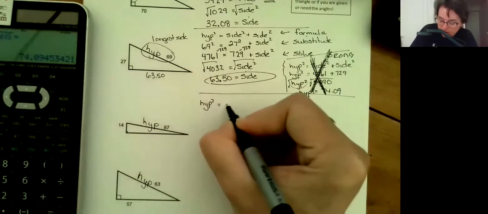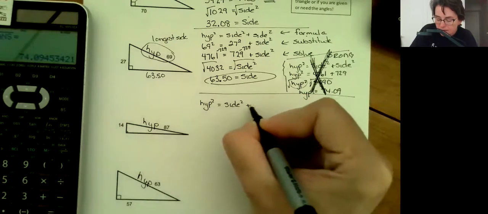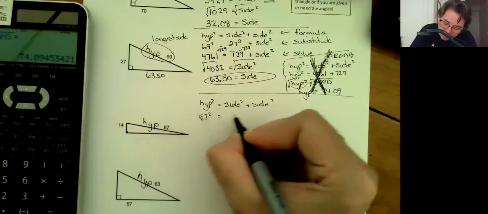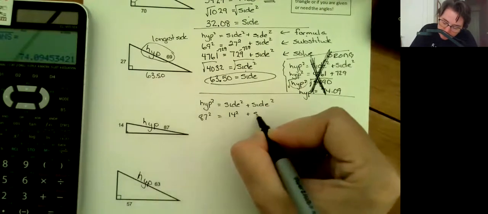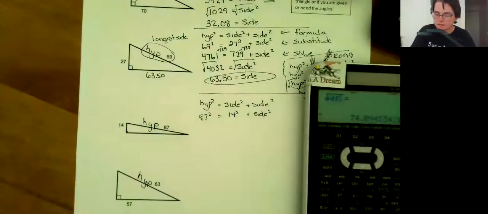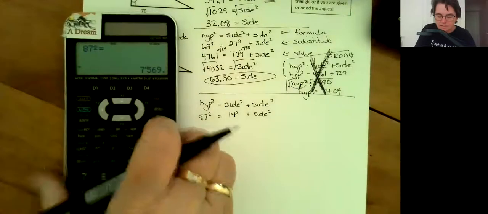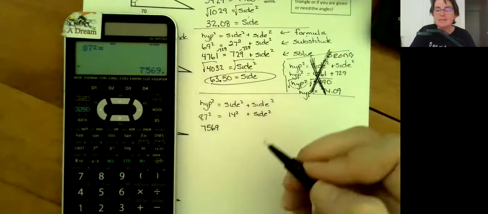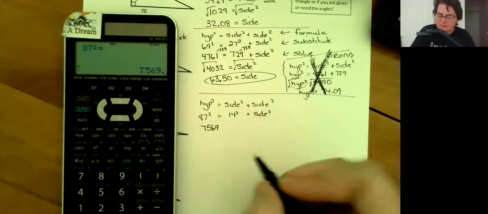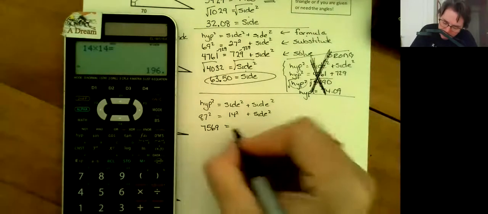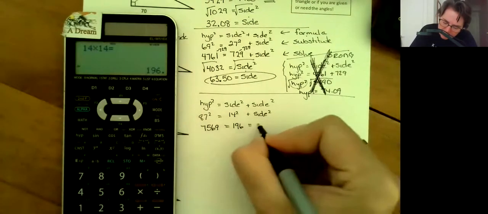Hypotenuse squared, side squared. So 87 squared is equal to 14 squared plus side squared. And down on a calculator, 87 squared. Oh, so 7,569. If you don't want to use your square button, just go 87 times 87. It's the same thing, right? 14 times 14. Boom, 196. Oops.